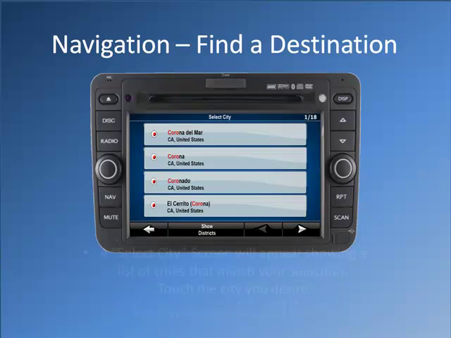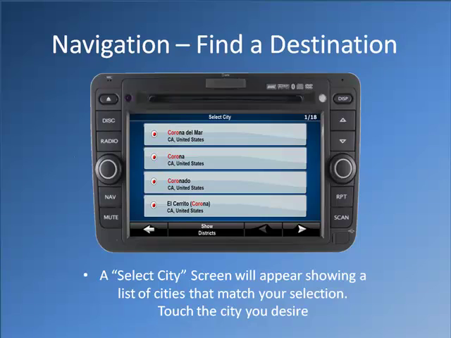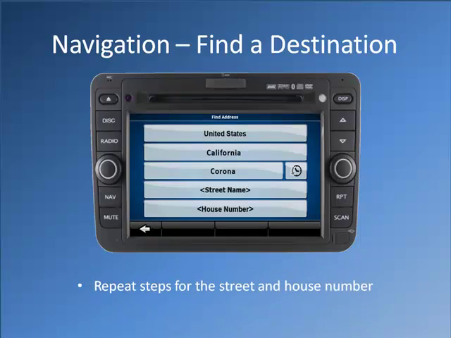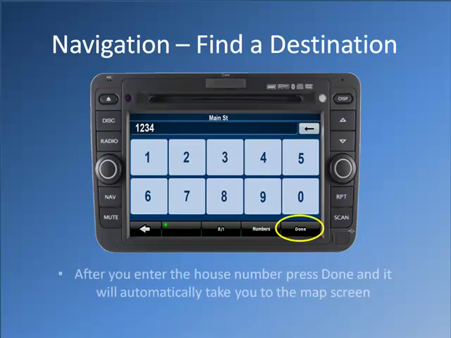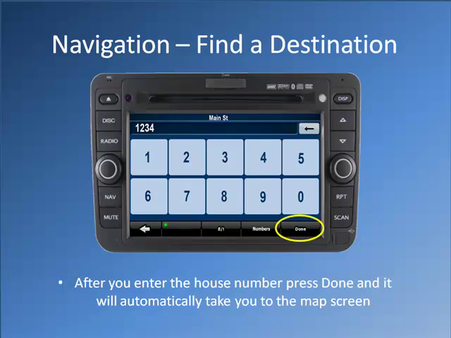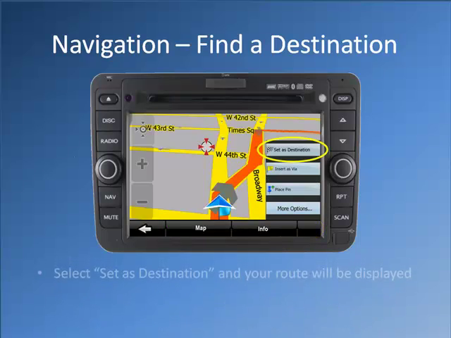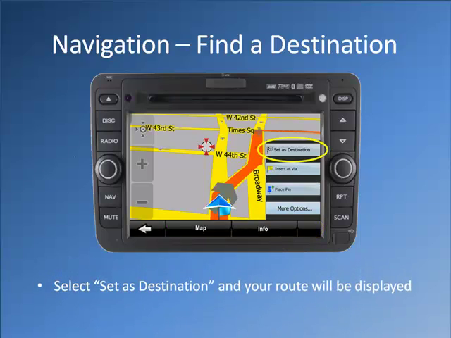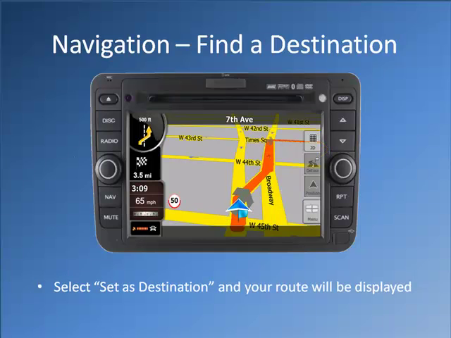Start typing each letter of the city. A Select City screen will appear showing a list of cities that match your selection. Touch the city you desire. Repeat steps for the street and house number. After you enter the house number, press Done and it will automatically take you to the map screen. Select Set as Destination and your route will be displayed.